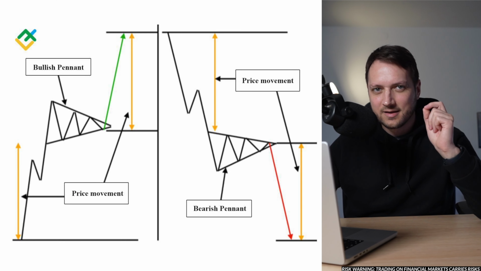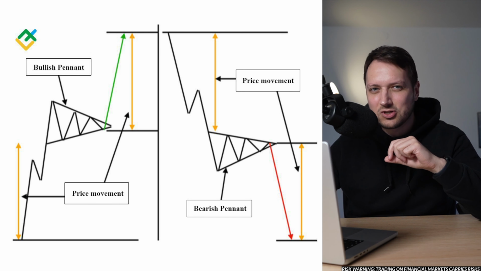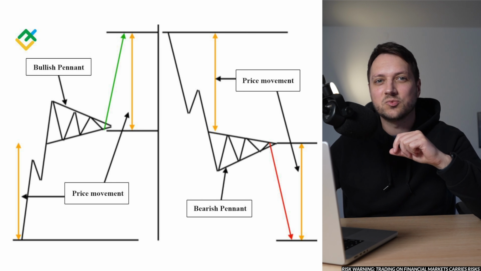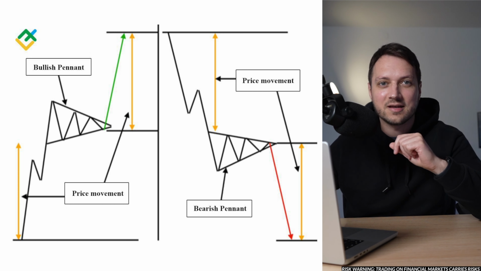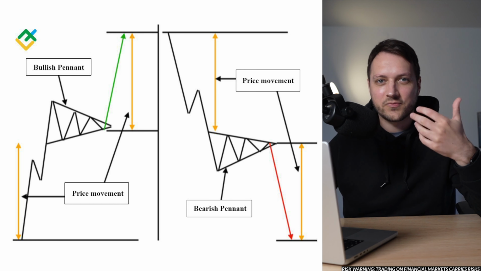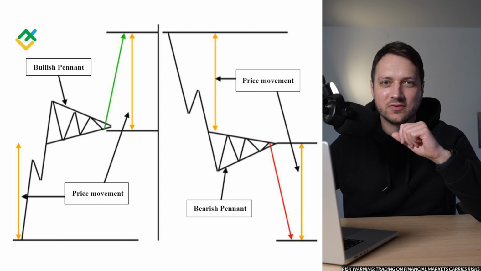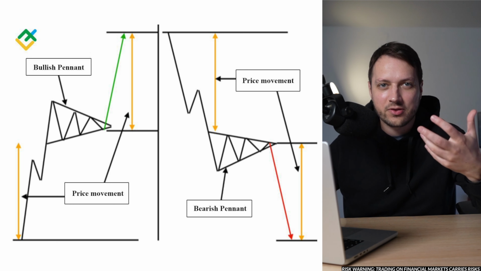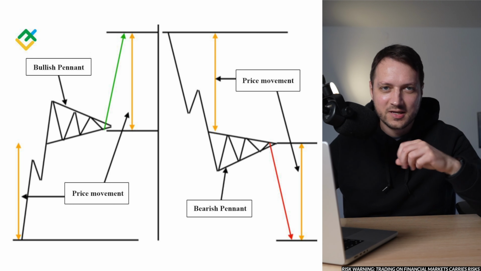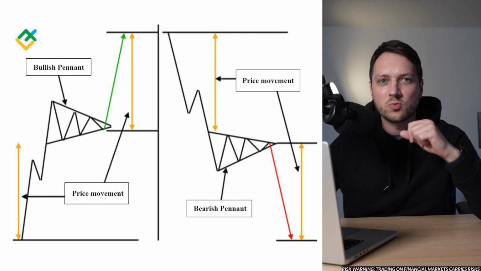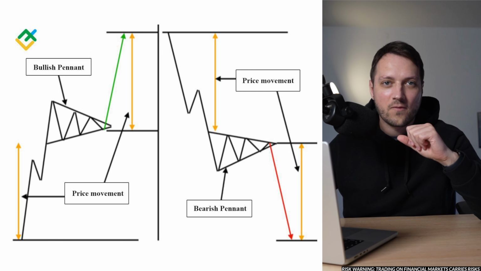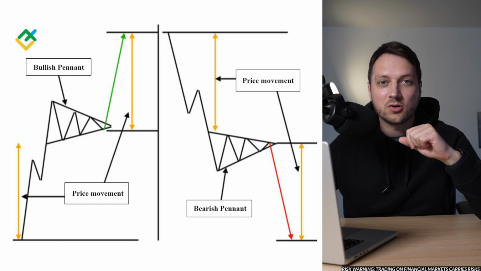So, next one is Pennant. The Pennant pattern is similar to the flag pattern. The difference between the Pennant and the flag is that the former forms a symmetrical triangle. So in the case of the flag, the price range of movement is calculated as the length of the entire flagpole. In the case of Pennant, the price movement is equal to the length from the bottom to the beginning of the formation of the symmetrical triangle.